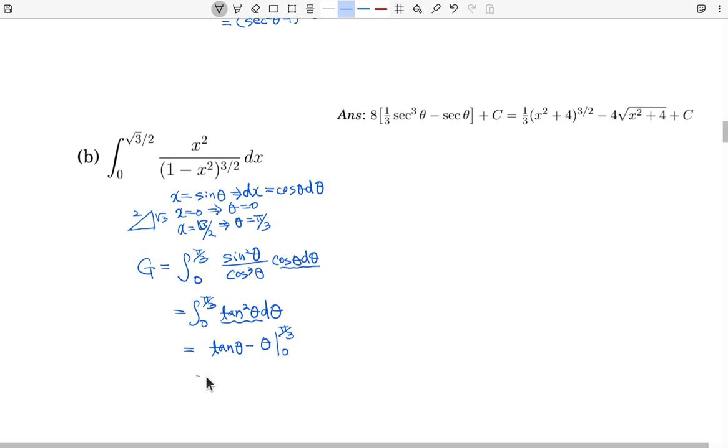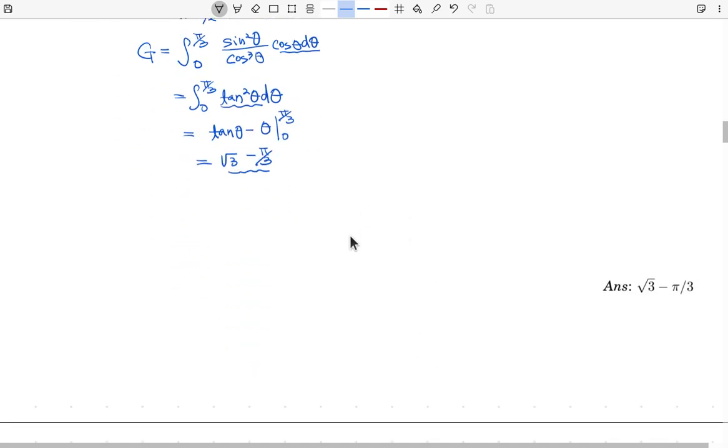At 0 the value is 0, and at pi over 3 tangent must be square root of 3, and then minus pi over 3. So square root of 3 minus pi over 3 is the final answer. Okay.